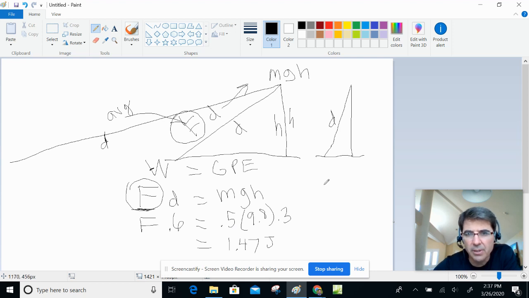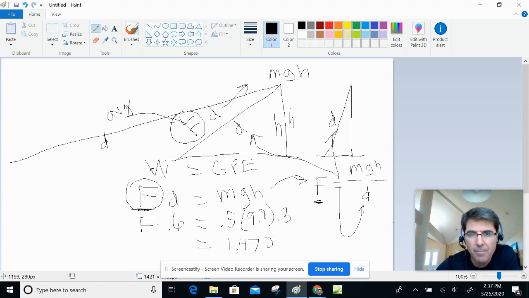The equation, if we just rearrange it, says the force is equal to the gravitational potential energy over the ramp distance. And that will give you the force for all the cases. You just change this depending on what the ramp distance is. Okay, so give that a try. That's definitely a test question. And remember, we're looking for that force, and the distance is changing.